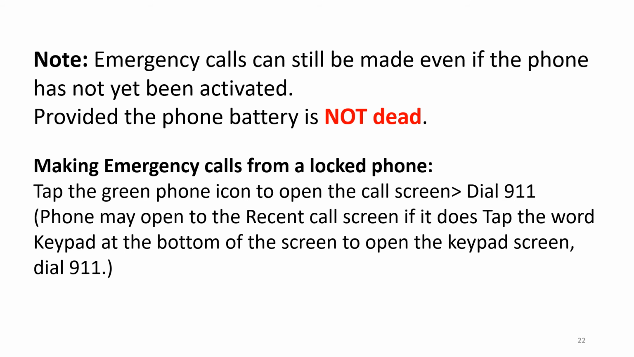Note, emergency calls can still be made even if the phone has not yet been activated, provided the phone battery is not dead. Making emergency calls from a locked phone. Tap the green phone icon to open the call screen. Dial 911. Phone may open to the recent call screen. If it does, tap the word keypad at the bottom of the screen to open up the keypad screen. Dial 911.